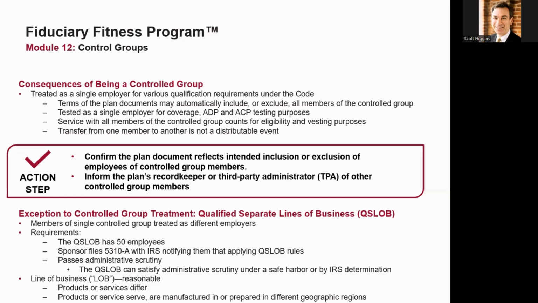The LOB of Q SLOB stands for lines of business, and these are reasonable. They have to have substantial differences in terms of the products or services, and the products or services serve or are manufactured in or prepared in different geographic regions. There's a geographic determination and a product or services determination.